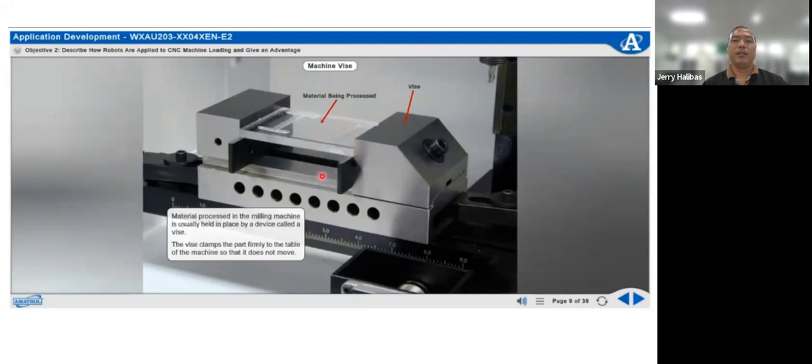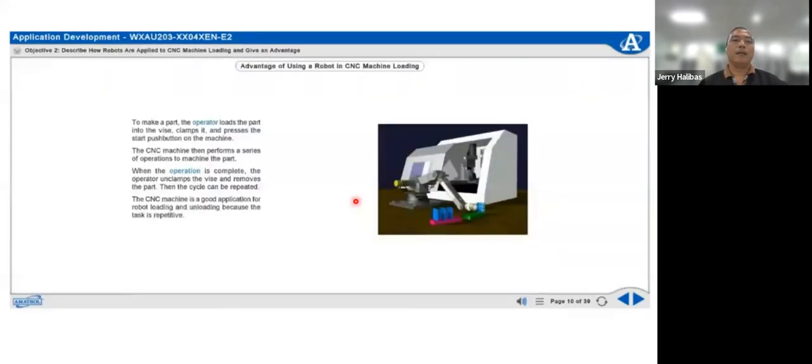Within the CNC, the robot picks up the part, and sometimes the robot itself places the material to be processed in the vise. The advantage of using a robot for CNC machine loading: to make a part, the operator loads the part into the vise and clamps it, and presses the start button on the machine. The CNC machine then performs a series of operations to create that part. When the operation is complete, the operator unclamps the vise and removes the part. Then the cycle can be repeated.